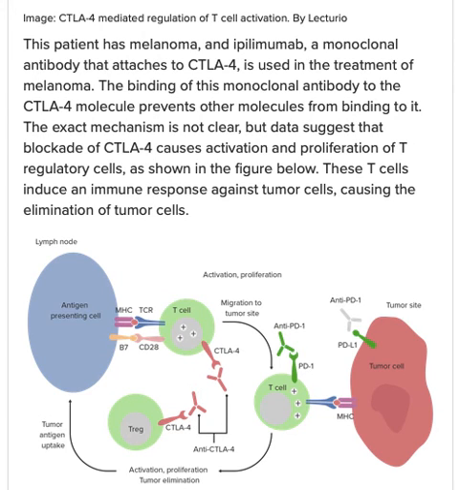The exact mechanism is not clear, but data suggests that blockage of CTLA4 causes activation and proliferation of T effector cells. As shown in the figure below, these T cells induce an immune response against tumor cells, causing the elimination of tumor cells.